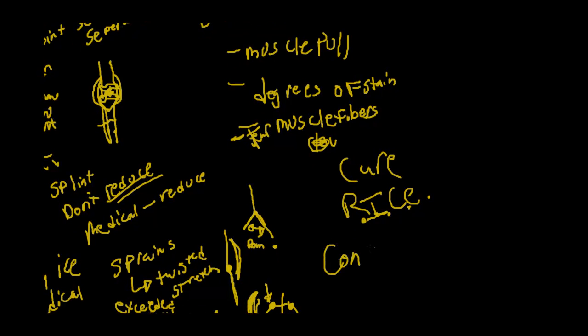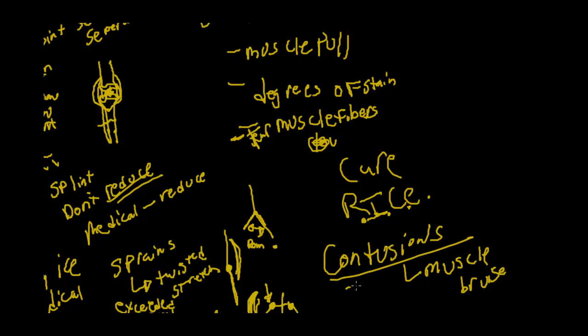Contusions. I'm having to speed up here because I'm running out of time. Essentially a muscle bruise. So let's say you get hit by a baseball, or somebody accidentally hits you with the bat, you're probably going to get a bruise from that, and that would be a contusion.